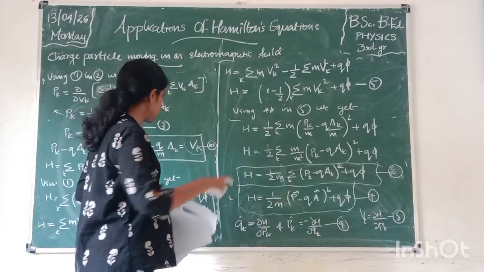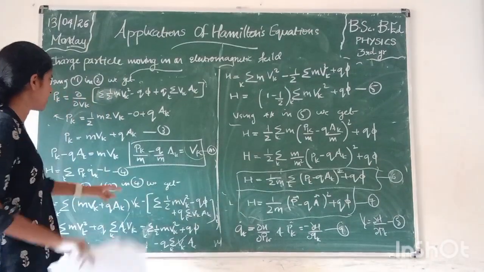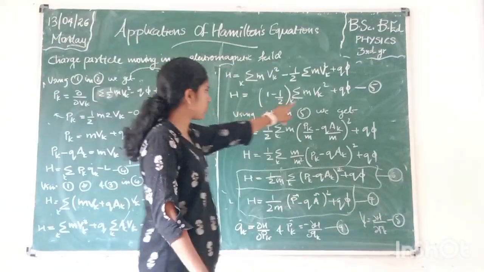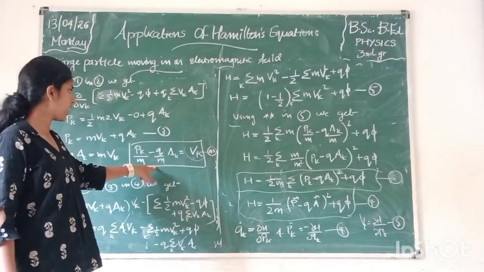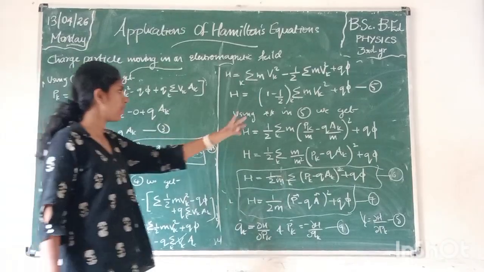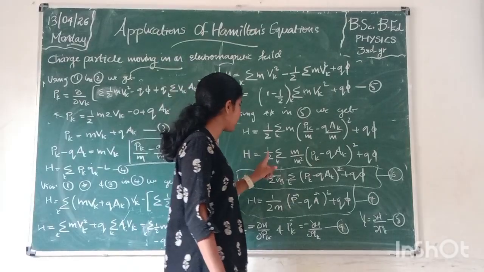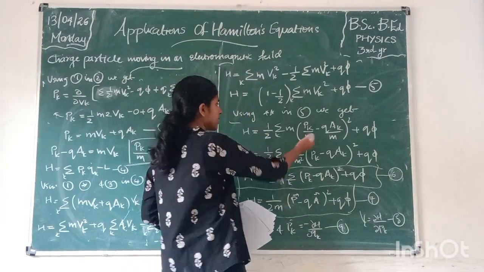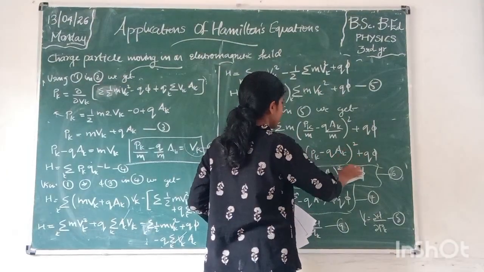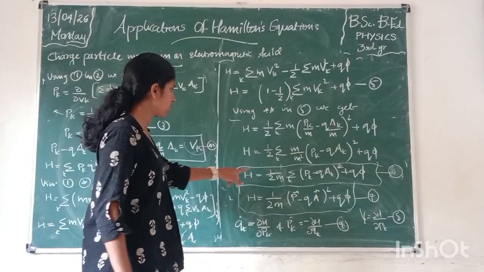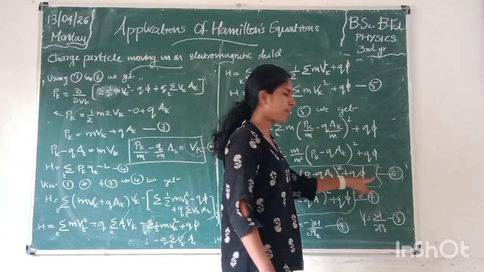And using equation double star in 5, what we will get? This is pk. For pk we are substituting here. So we will get pk by m minus q by m ak, the whole square plus q phi. So H is equal to half summation of k, m, here we are taking this m square outside. So pk minus q ak the whole square plus q phi. H is equal to half 1 by m into summation of k, pk minus q ak the whole square plus q phi.